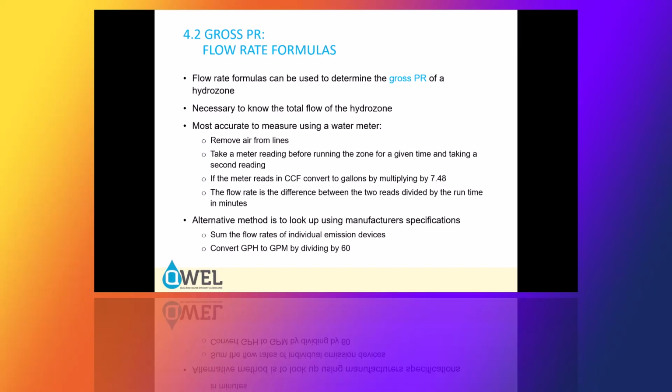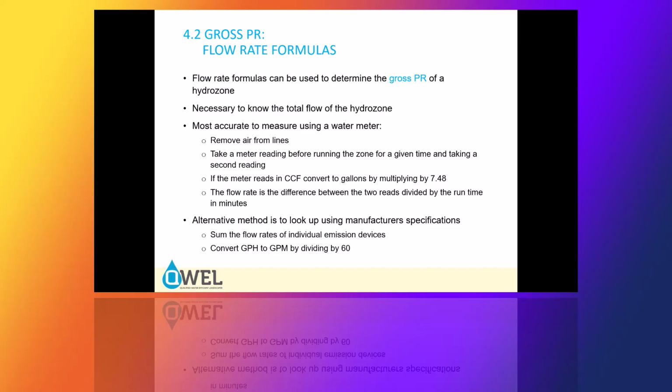Go out and take a second meter reading at the end of that time. If the meter reading is in CCF, first convert to gallons by multiplying by 7.48. The flow rate is the number of gallons delivered divided by the runtime in minutes.